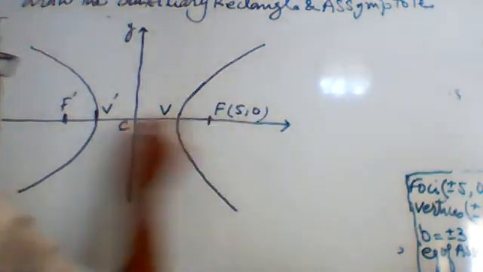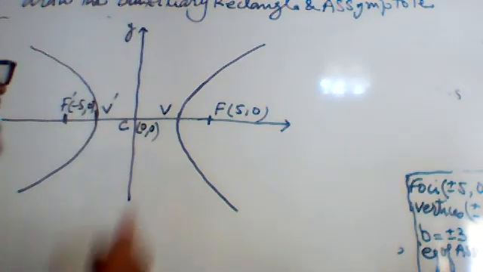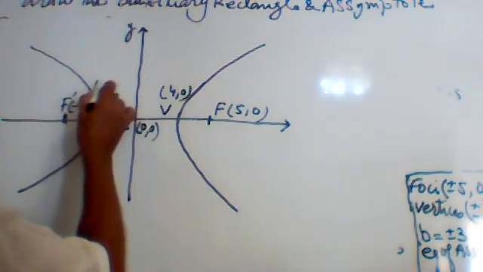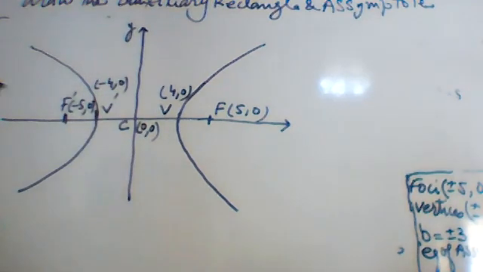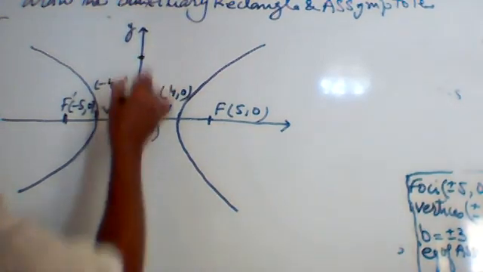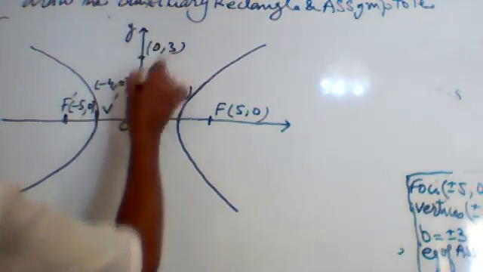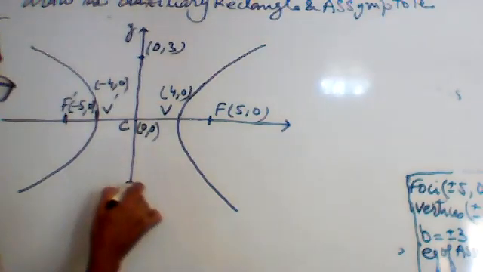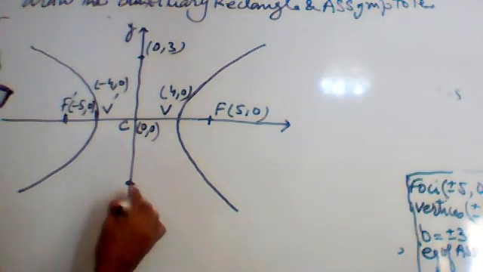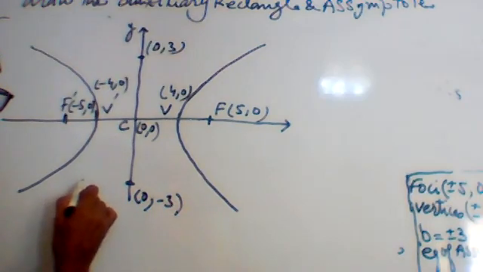So here 5 comma 0 and here minus 5 comma 0. Vertices were 4 comma 0 and minus 4 comma 0. The value of b was plus minus 3. We will draw b over there, here on the y-axis 0 comma 3, and here on the negative y-axis 0 comma minus 3. Now we will draw the auxiliary rectangle.